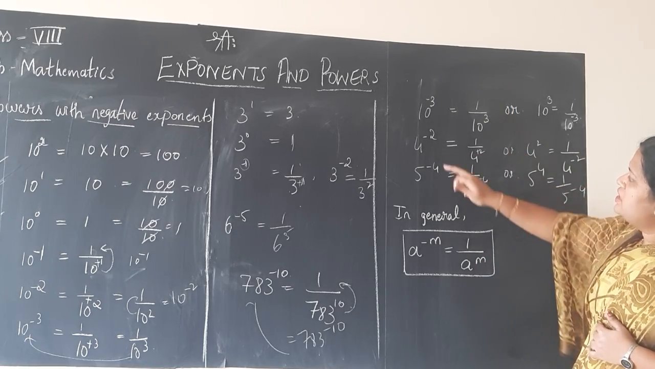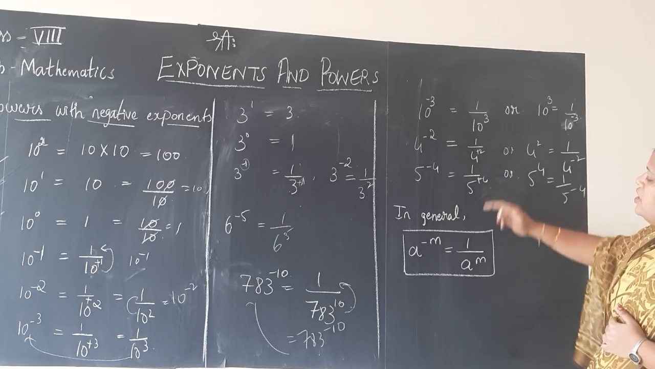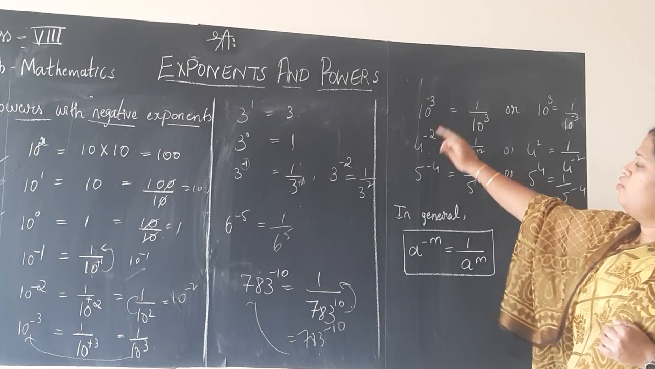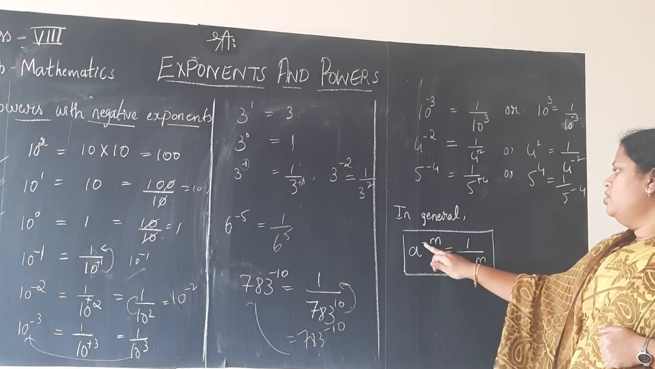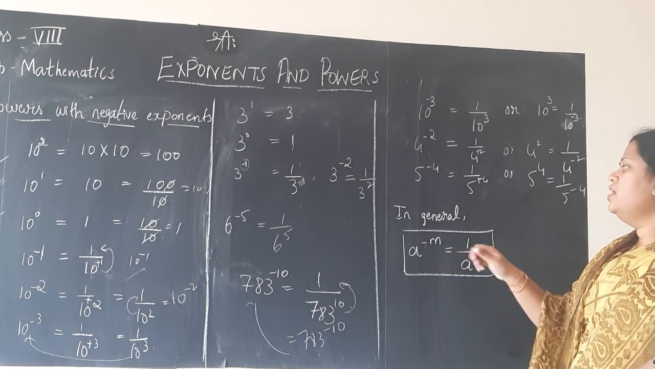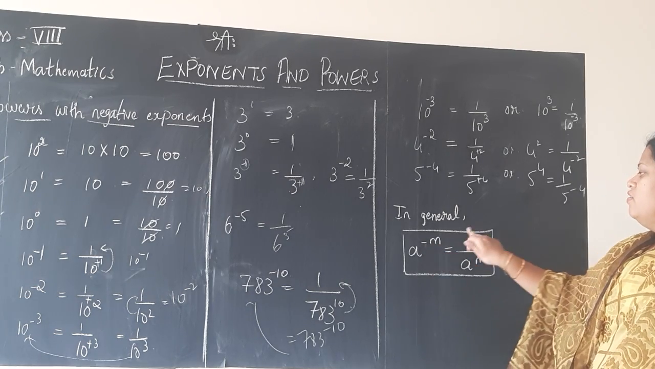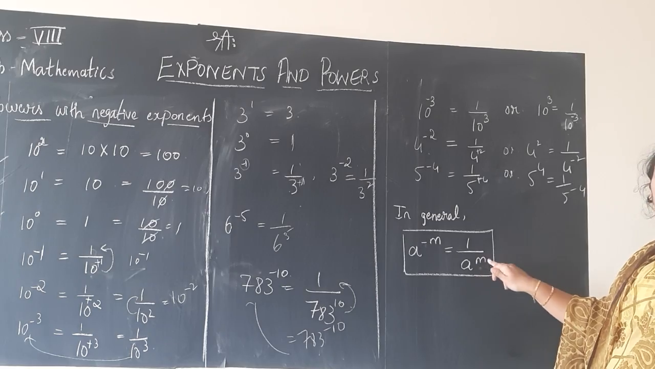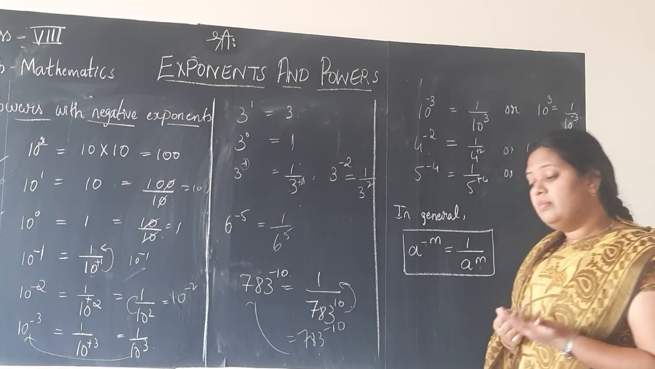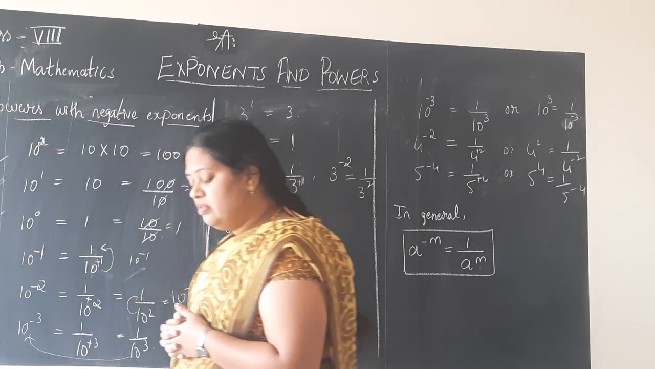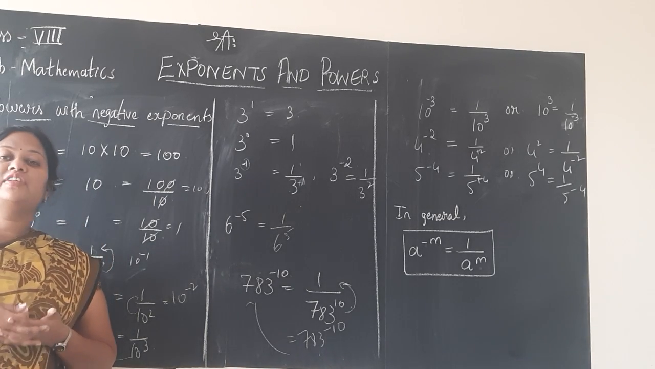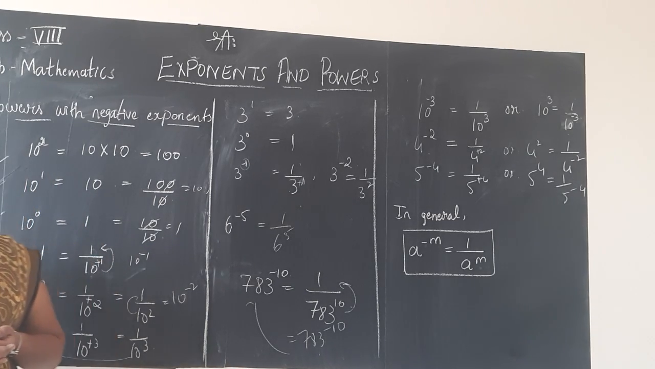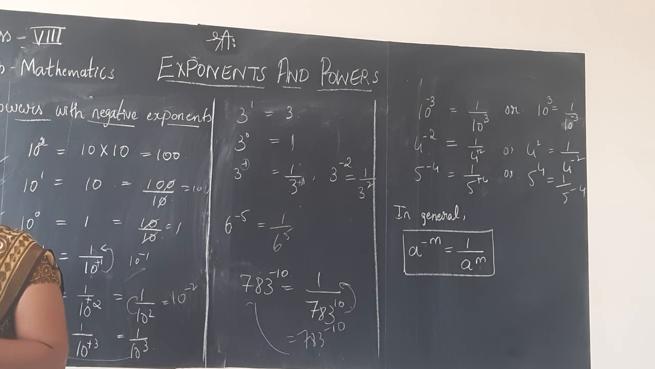In all these examples the base is a, children. So what we studied, 5, 4, 10, 6, 3, that is base to the power minus m: a negative exponent, when you send it to the denominator, becomes a number with a positive exponent, or plus sign in the power. So this is about the powers with negative exponents.